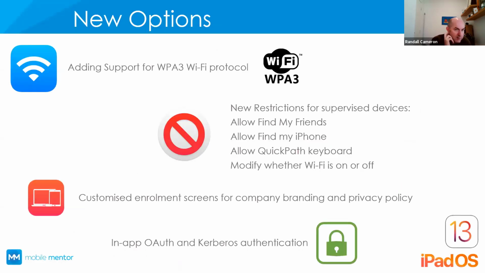There are some new options that get added as well as moving things from one bucket to another. Obviously, adding WPA3 is a good thing because WPA3 has got to be much better than WPA2. In light technical terms, it's a higher level of encryption at 128-bit and gives you new exchange. So if that's part of your corporate policy, you should be happy to see that one. There are some new restrictions being added to allow or to block Find My Friends and Find My iPhone and things of that nature. And modify whether Wi-Fi is on or off is something we've been asked for many, many times. It hasn't been a toggle switch that's been available before, and we're looking forward to that one.